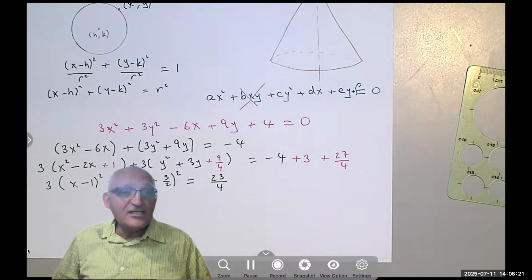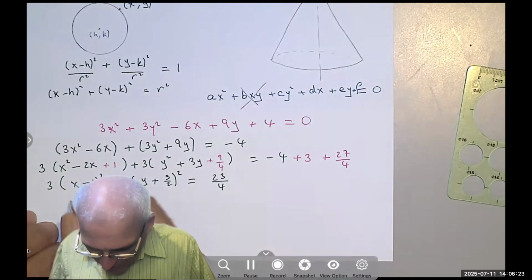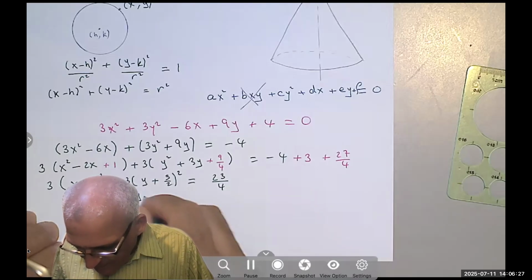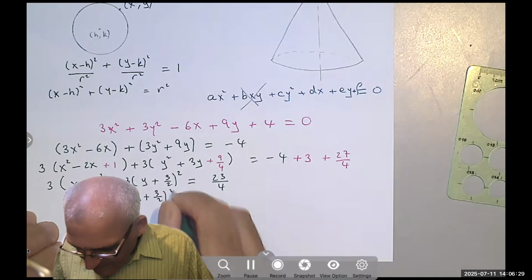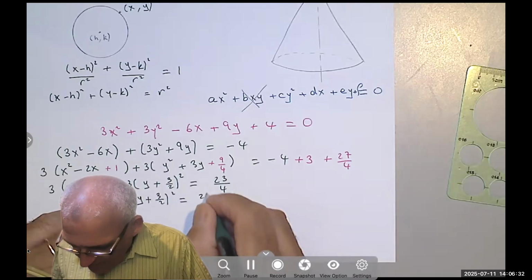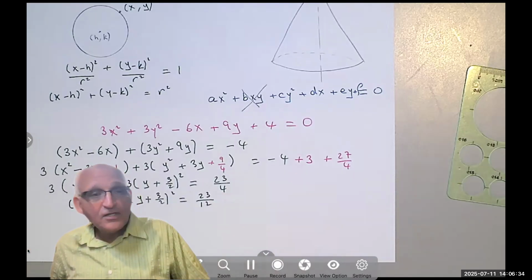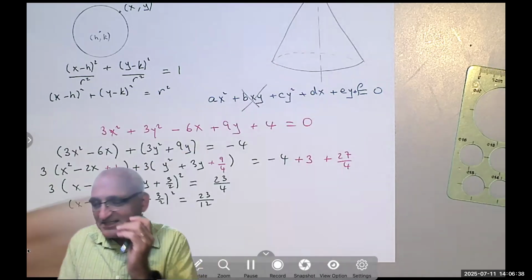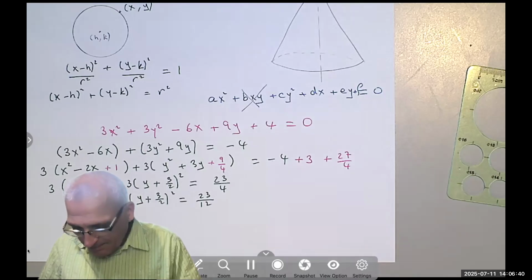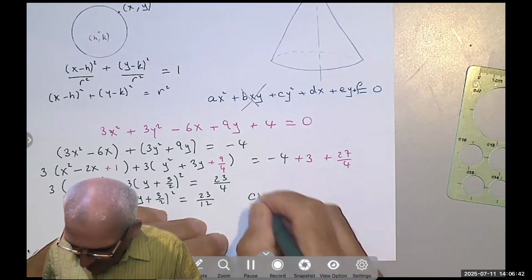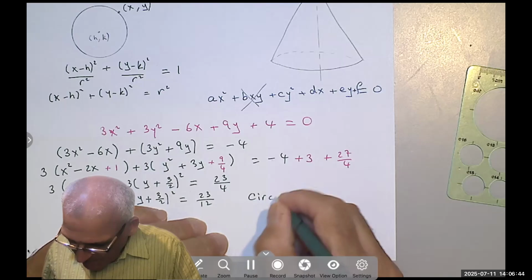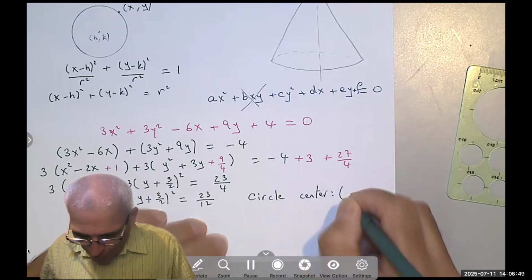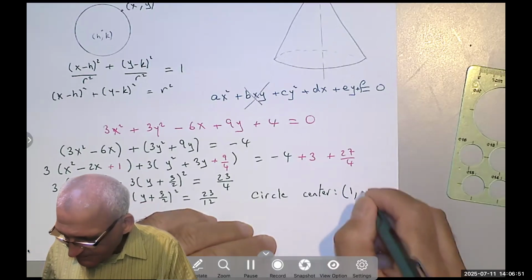Then I'm going to divide both sides by 3, so I get x minus 1 square plus y plus 3 halves square equals 23/12. So I made up any number. That's why we didn't end up with a nice integer value. But here I know that's a circle. I knew that from the get-go. The center is 1 and -3 halves.